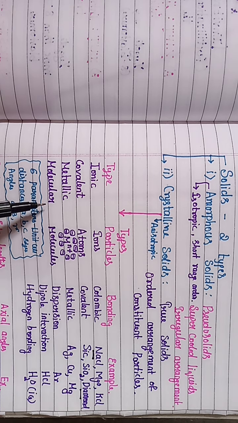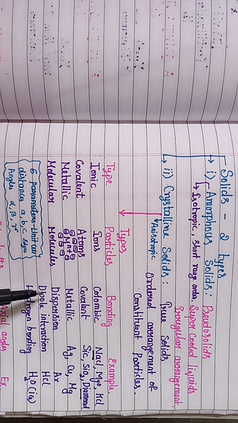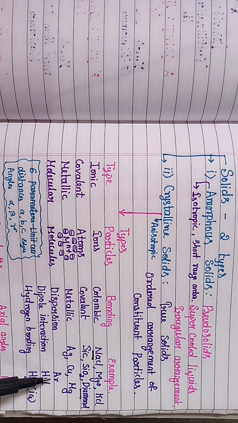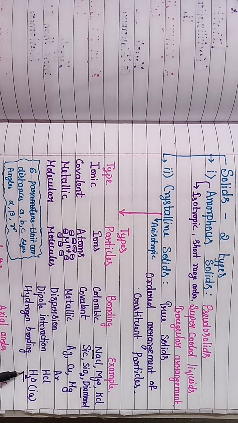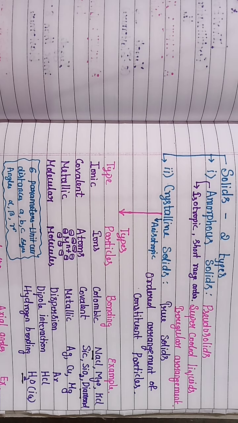Based on the type of van der Waals force, there are 3 types of molecular solids. If the bond is dispersion, the example is argon. If the bonding is dipole-dipole interaction, the example is HCl. If the bonding is hydrogen bond, they are called hydrogen bonded molecular solids, and the best example is ice.